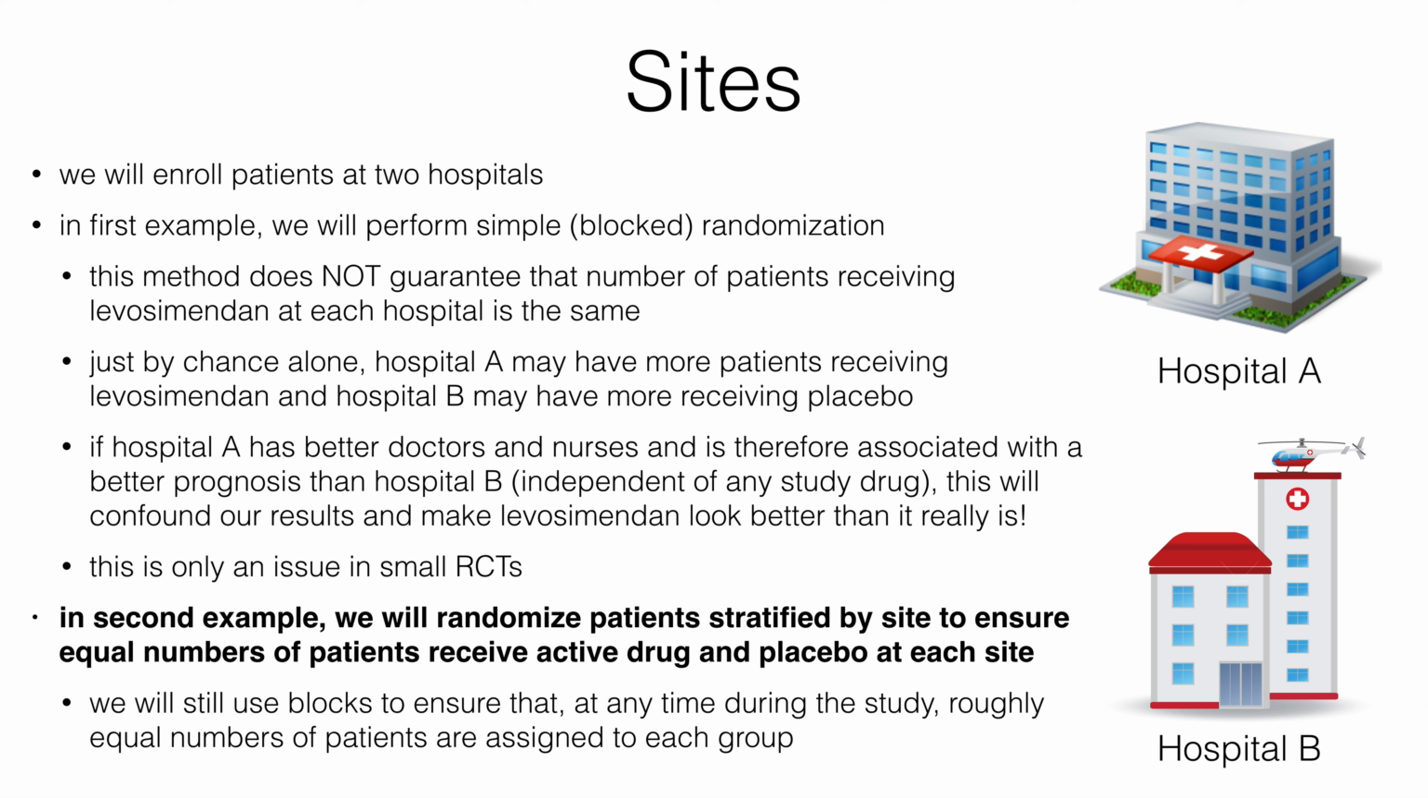So what can we do to address this? Well, in the second example that I'll show you today, we will randomize patients stratified by site to ensure that equal numbers of patients are receiving active drug and placebo at each site. Within each site, we will still use randomization blocks to ensure that at any time during the study, there are roughly equal numbers of patients assigned to each group so that we don't have an imbalance at any given moment in time.